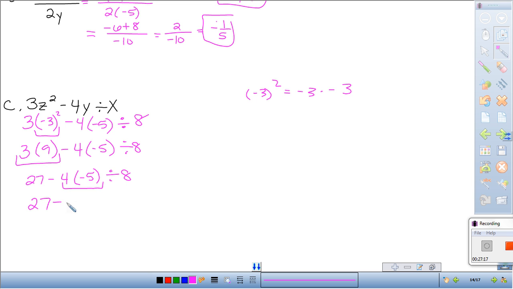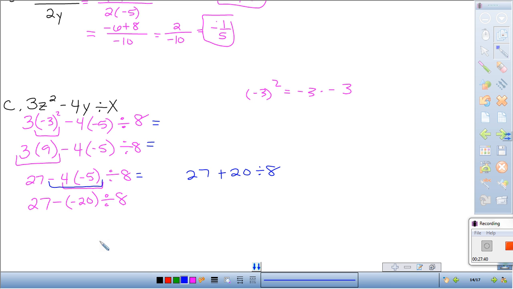A positive times a negative is a negative, so negative 20 divided by 8. Although some people, these are all equal to each other, some people right here would have called it a negative 4 times a negative 5, and that's fine. Then you'd have 27, negative 4 times negative 5 is a positive 20, divided by 8.